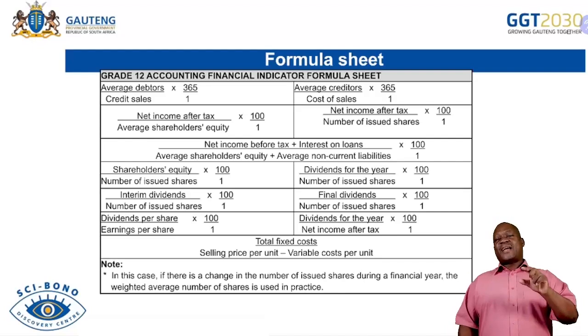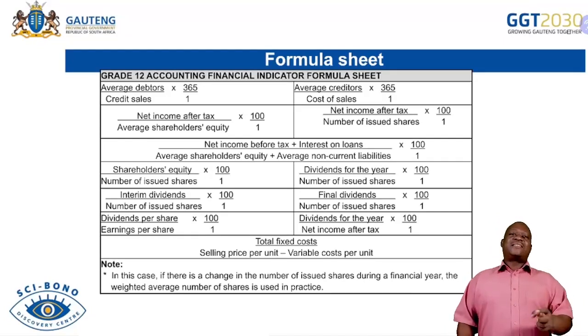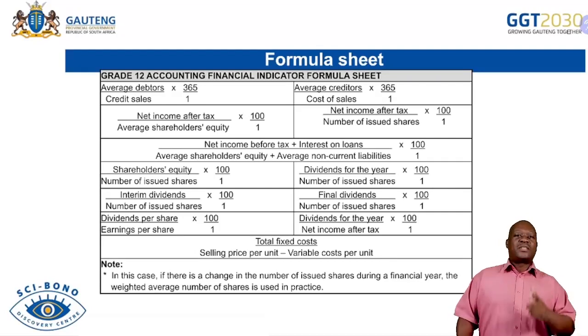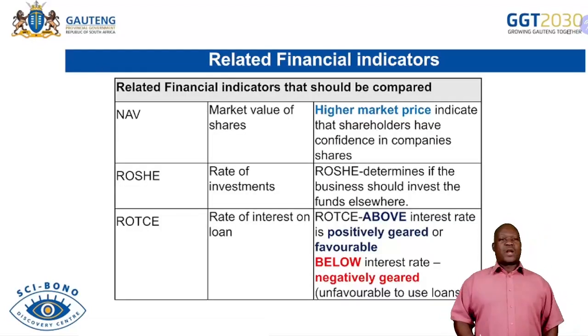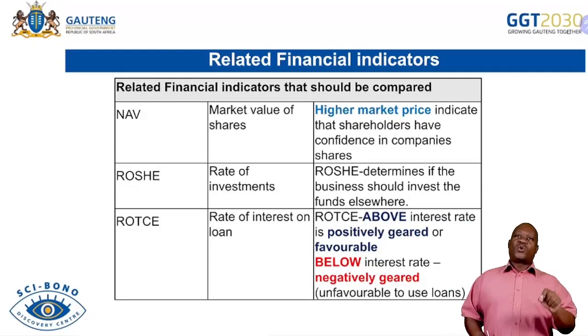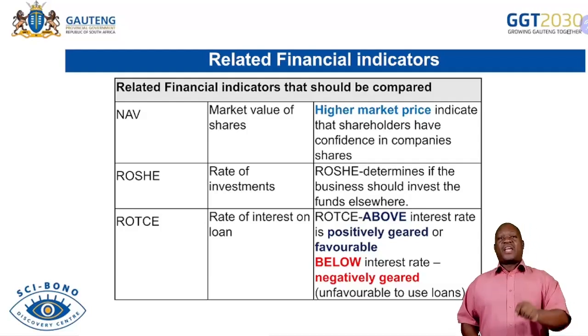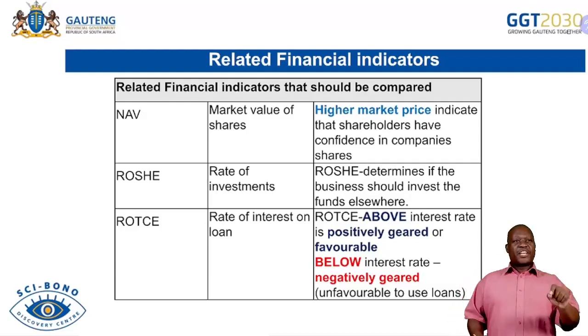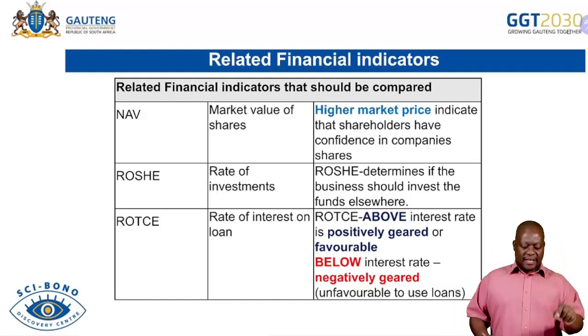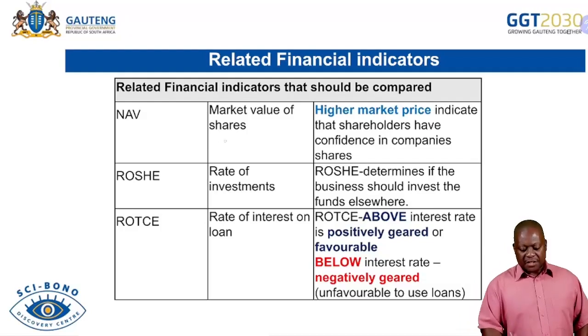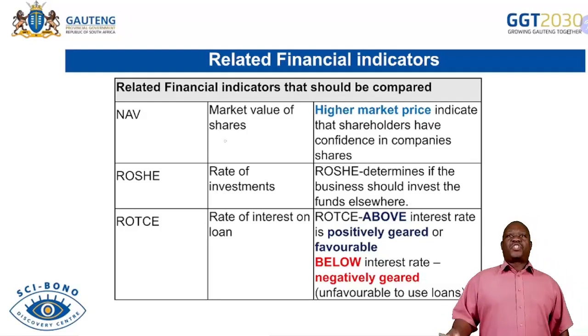Now, please take note, there are ratios that are related because they help you to make a decision around a number of issues. That's exactly what we are going to be looking into now. Which ratio or financial indicator is related to our net asset value? Please check here. It is related to the market value of shares.